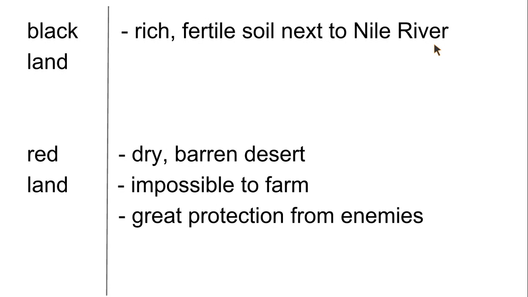Underneath that, let's do the opposite of black land, the red land. The red land was dry, barren desert. It was impossible to farm on this land because there was not enough fresh water and there was nothing to fertilize the soil.